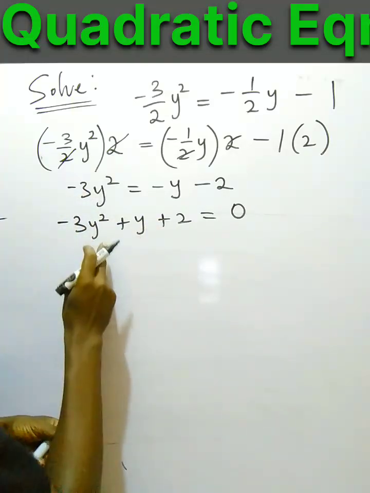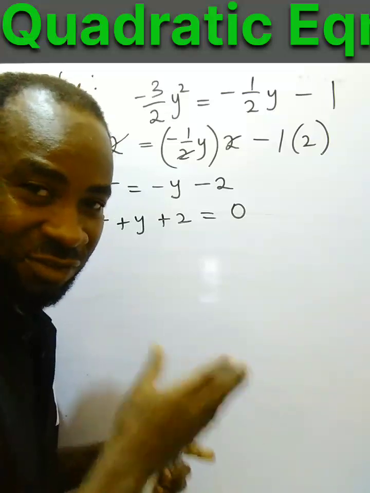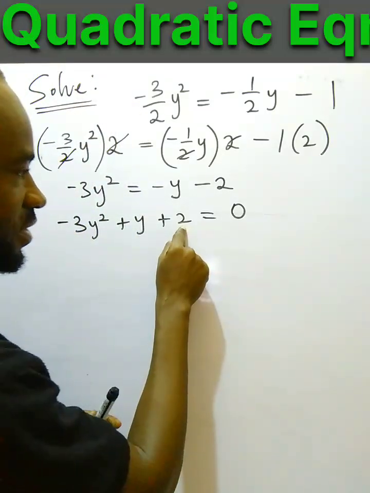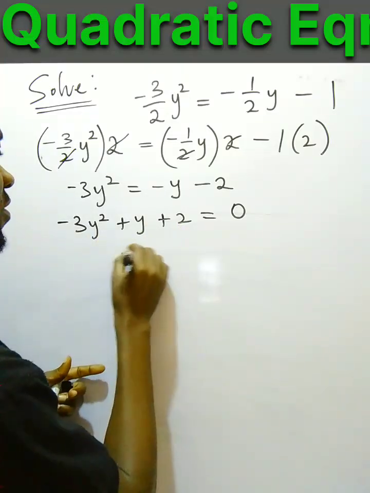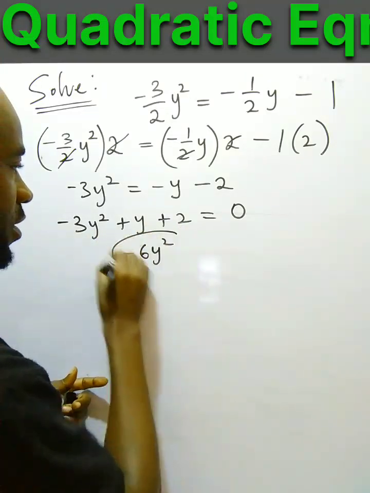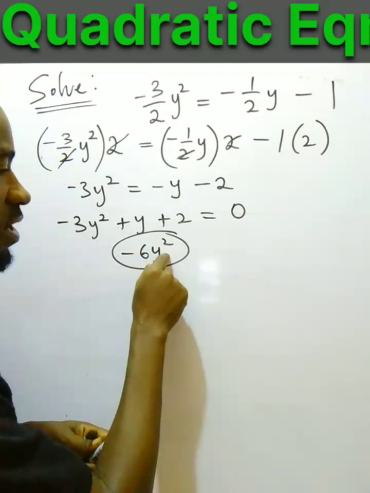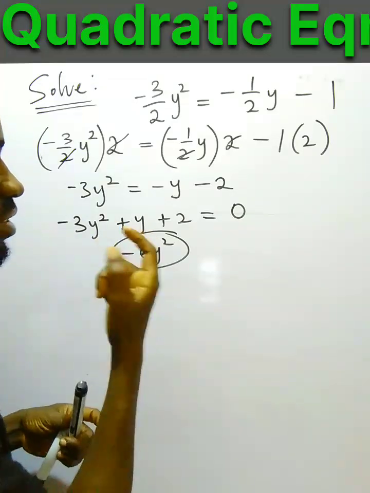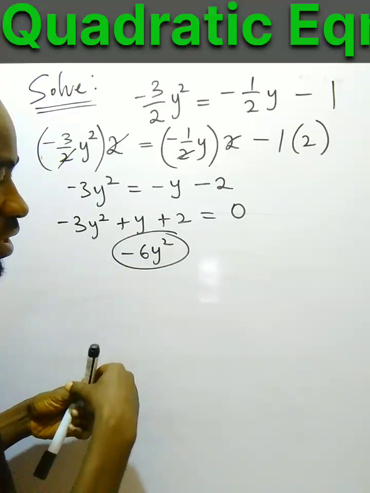In case you've forgotten how to factorize, this is how to apply the factorization method now. Take this first term, multiply this third term. So minus 3y squared times 2. That will give us minus 6y squared. So the next step is to look for 2 factors of this minus 6y squared, that when you add them together, if you sum them up, it will give you this middle term, which is y.